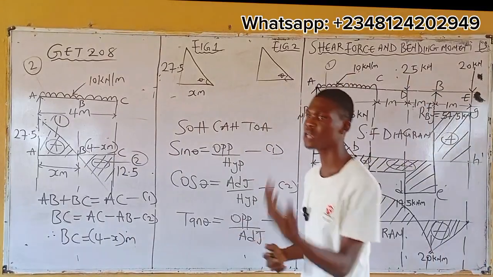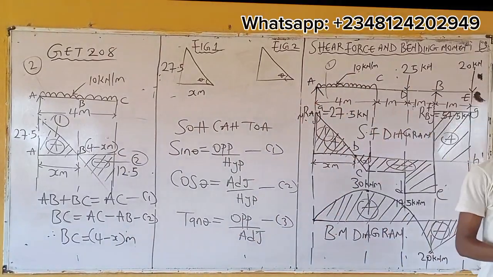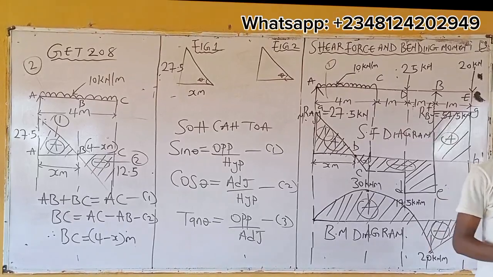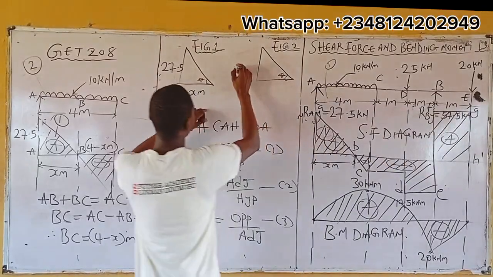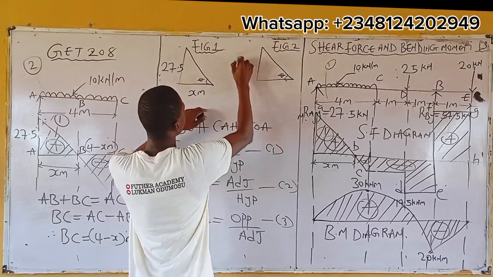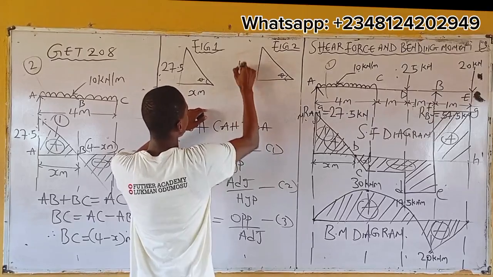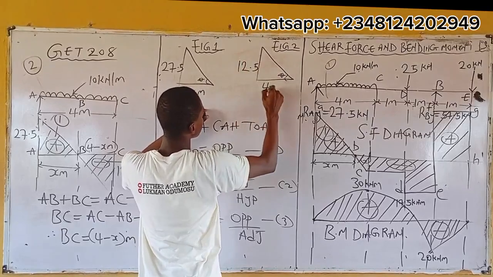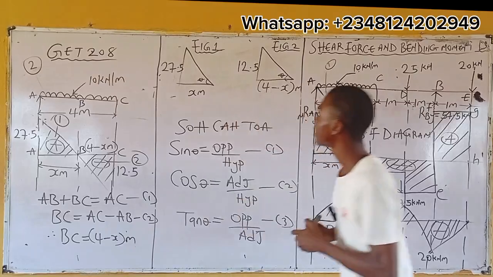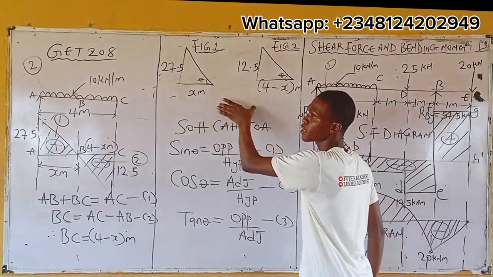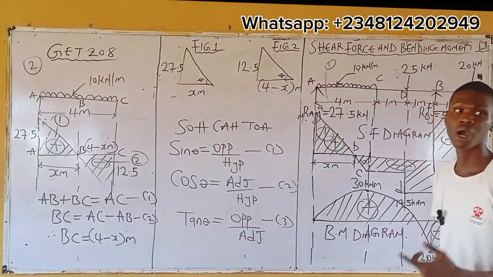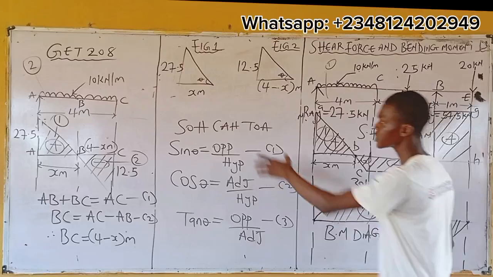Similarly, the same way you identify for figure 1, also do that for figure 2. So tell me, how many sides do you have? Now, what's your opposite? 12.5. What's your adjacent? This is 12.5, and this is 4 minus x meter. We said the basic laws that govern a right angle triangle are 2, right? The SOHCAHTOA and the Pythagoras theorem. So we are using SOHCAHTOA.